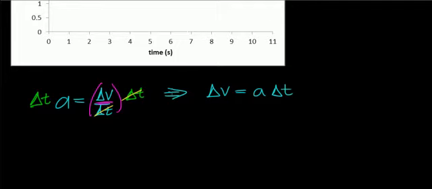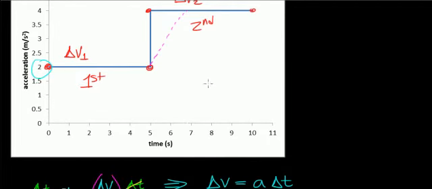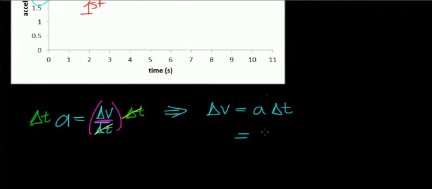In this case, we can rewrite this as the change in velocity equals the acceleration times the time over which the object was accelerating. In this first case, the acceleration was 2 meters per second squared, and you can go right up to the graph and pick that number out.